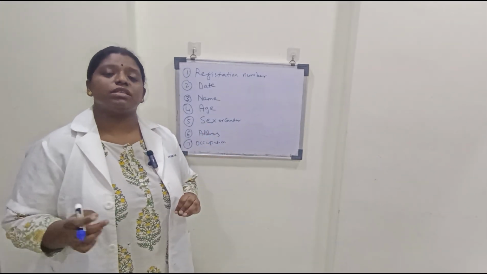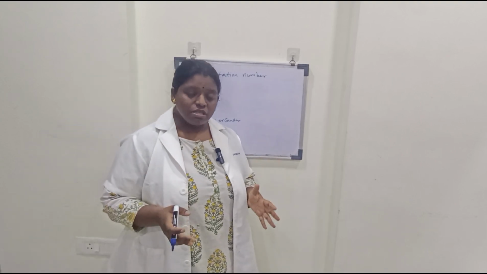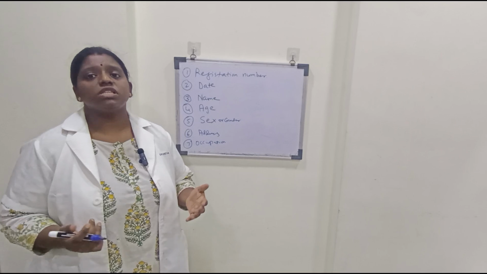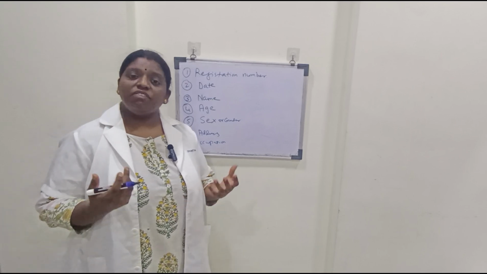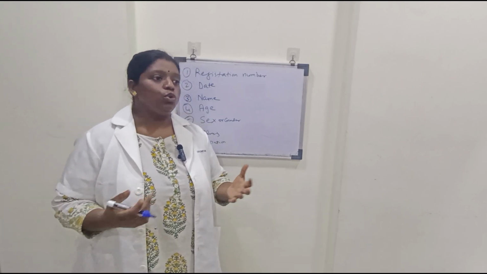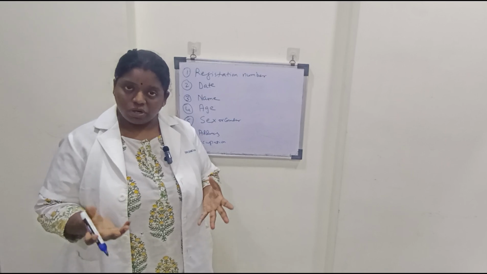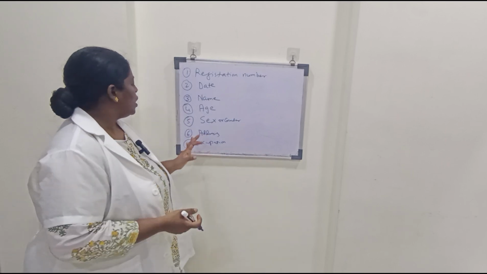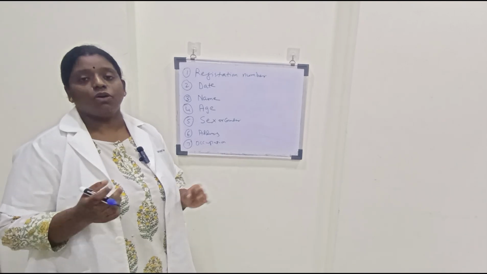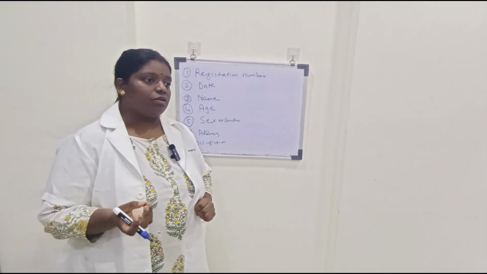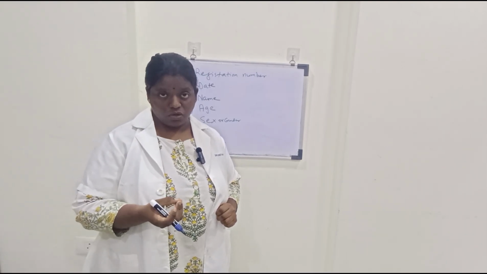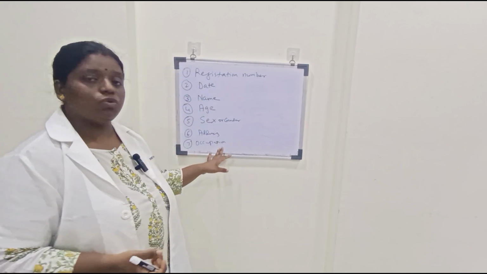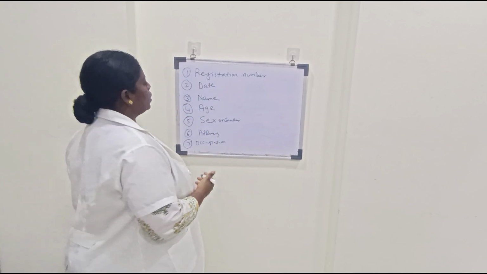Now, when we ask the address, it is for the referencing or to maintain the record. It also helps to know, such as the prevalence of fluorosis, what is the content of fluoride in the water in the surrounding region. There is the occupation. Occupation is for occupational hazards such as silicosis or asbestosis. So that's why you have to ask the occupation of the patient. Okay.